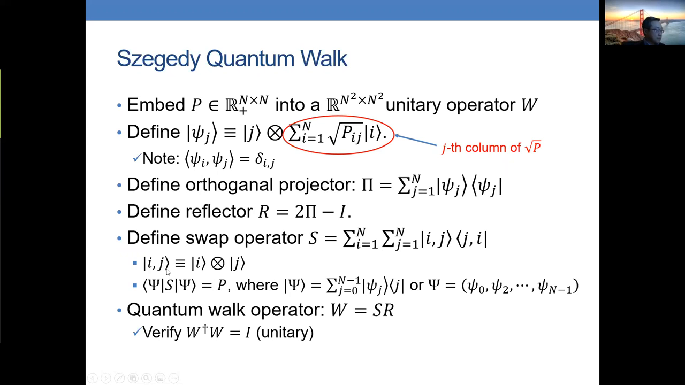I will use this notation, I comma J, as shorthand for the Kronecker product of I and J. If psi is the matrix representation of these columns of P, then you can verify that the inner product of psi with respect to the swap operator is basically P. That's a detail, but the important thing is that we define a quantum walk operator. The walk operator W is basically the product of the swap operator times the reflector, and the reflector contains the original stochastic matrix information. You can verify that this is indeed a unitary matrix.